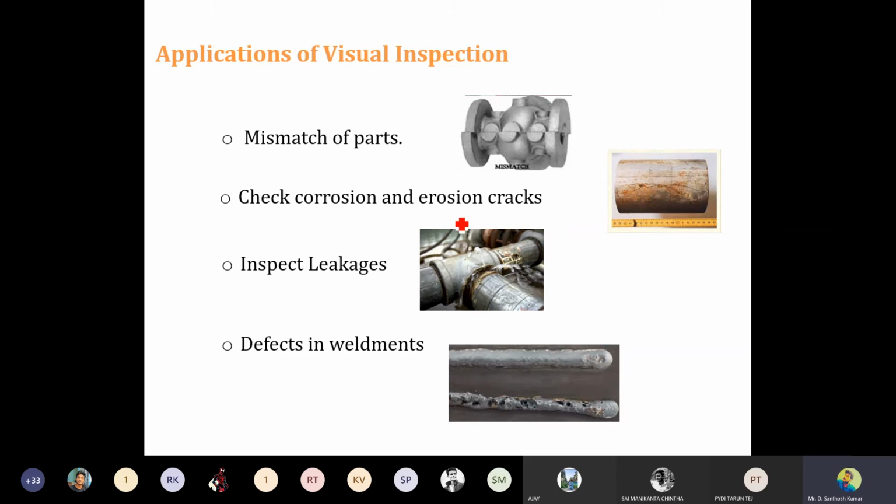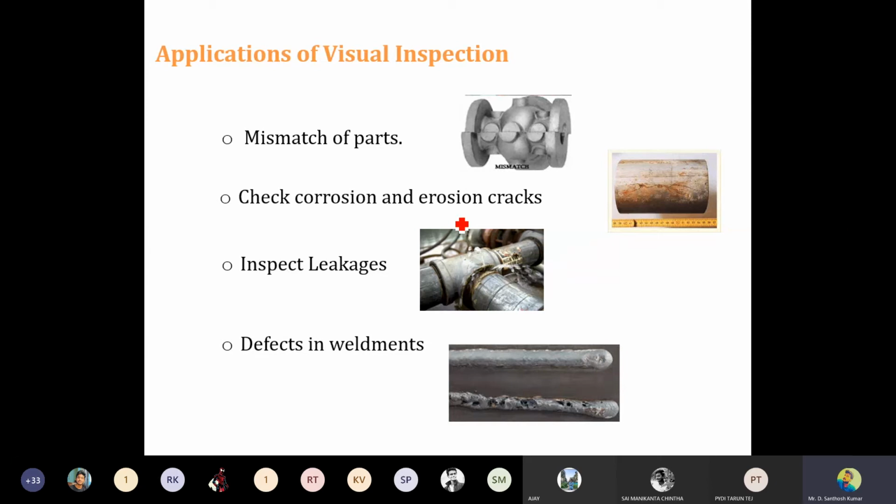Here, not only the weldments, but any kind of fabrication or manufacturing method, whether defects in the weldments, or defects in the casting components, or defects in the forming components, for any kind of fabrication process. So in our final product, if there are any kind of surface defects, then you can easily identify them with the visual inspection method. So see, the last one, that is the defects in the weldments.